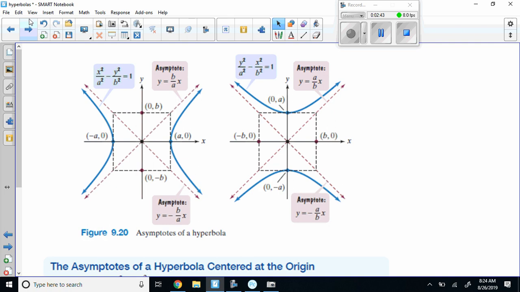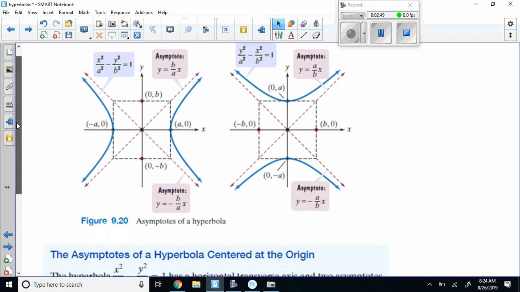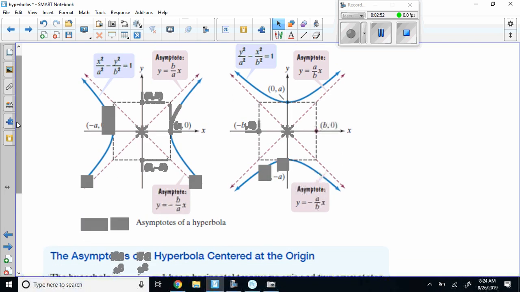Here they are graphed. You can kind of look at them, the different forms. Your A's and your B's. Your A's are going to be where your vertexes are. Okay. Your B's are going to help you get basically the box to help you draw the asymptotes here. Y equals b over a x, and then you have y equals negative b over a x, right? So that'll help you to determine how much it goes out, right?